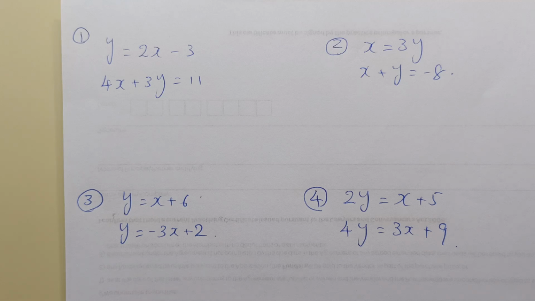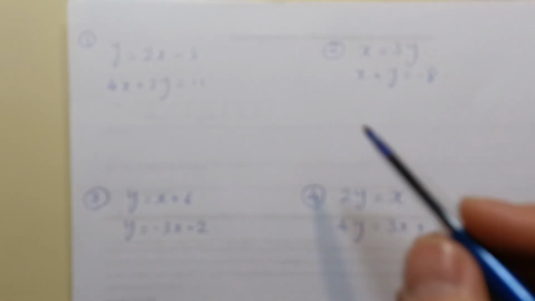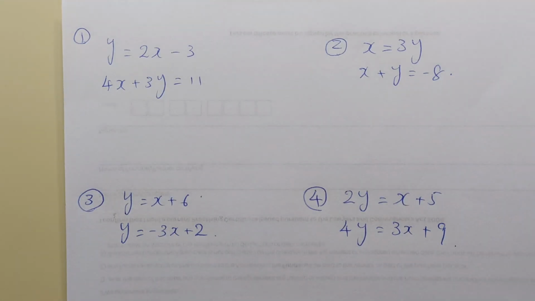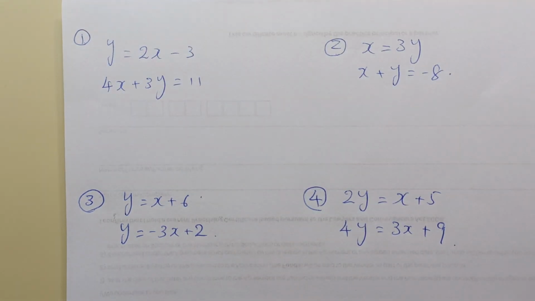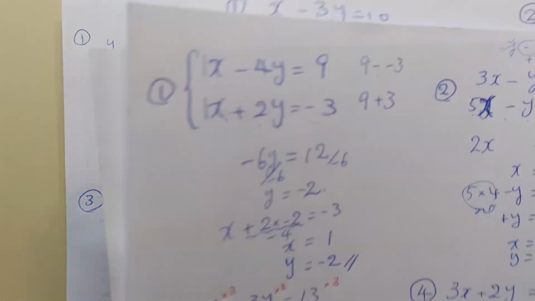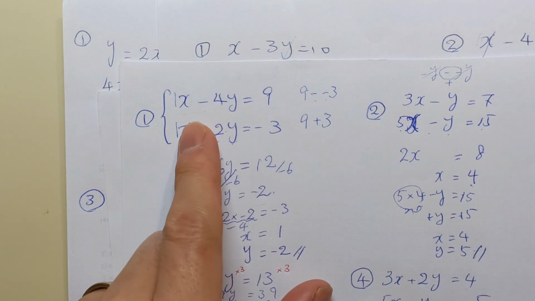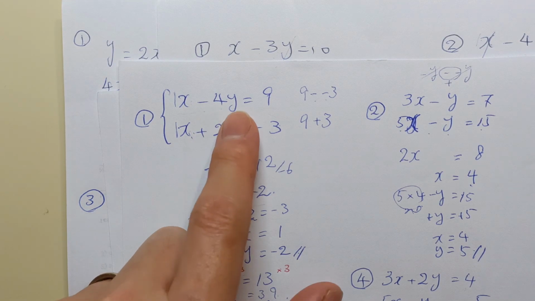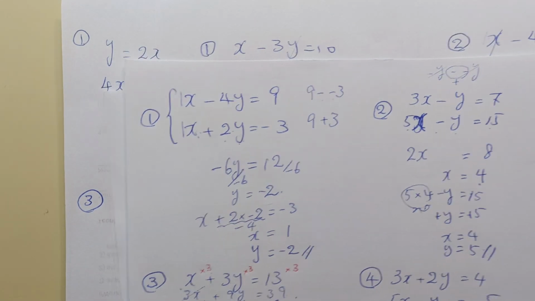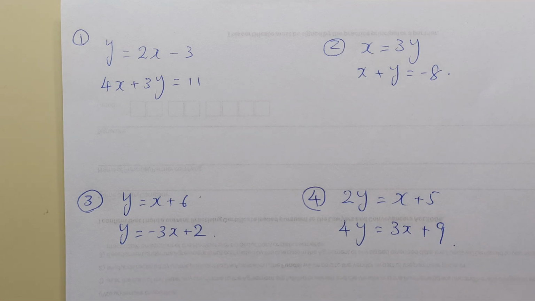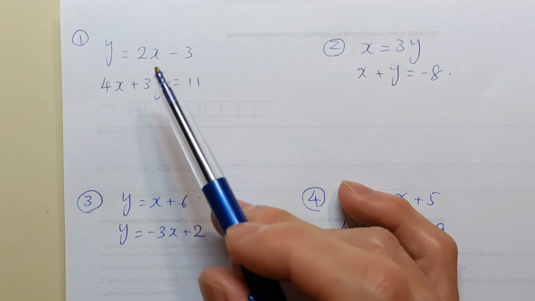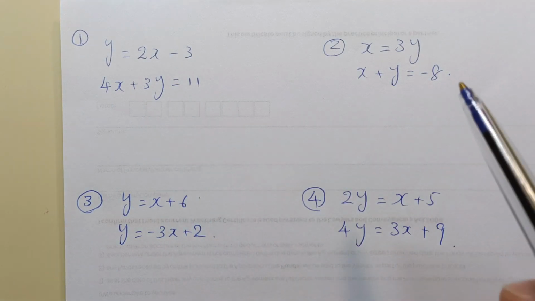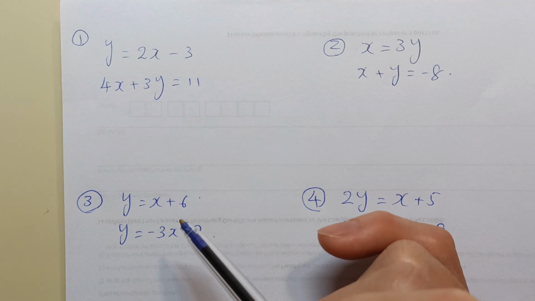I will show you how to solve simultaneous equations using the substitution method, okay? In the last lesson, we added or subtracted those two equations to get rid of one of the variables, wasn't it? So the main focus is the same. We're trying to get rid of one of the variables, but we are using substitution for this one.